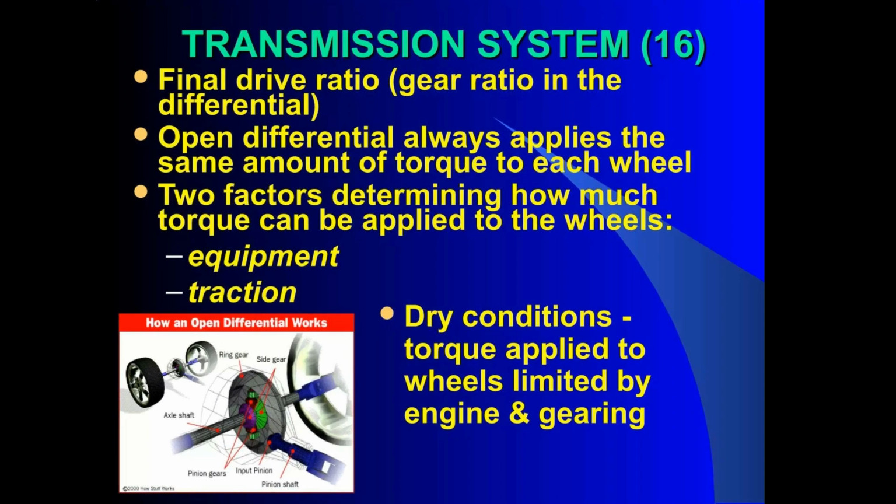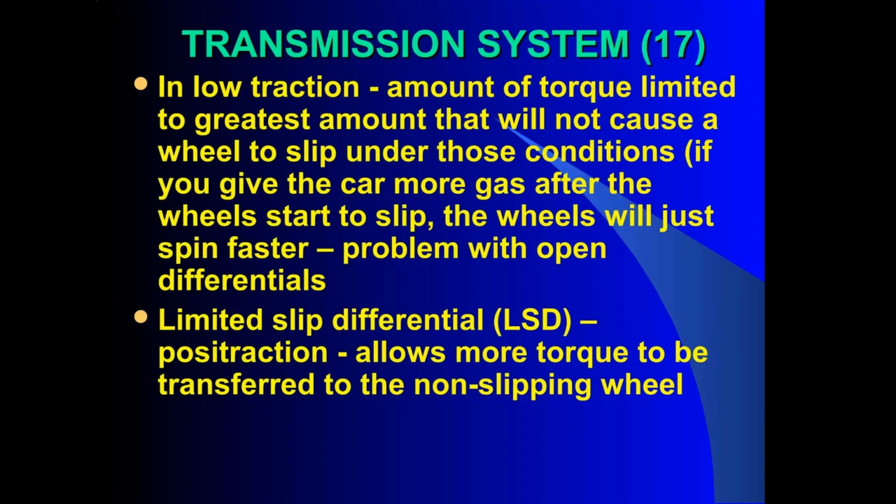Here we see diagrams illustrating the location and function of differentials in all-wheel drive, rear-wheel drive, and front-wheel drive configurations, alongside a close-up of the differential's internal workings. The final drive ratio is the gear ratio within the differential. An open differential always applies the same amount of torque to each wheel. Torque applied to the wheels is determined by the vehicle's equipment and the available traction.